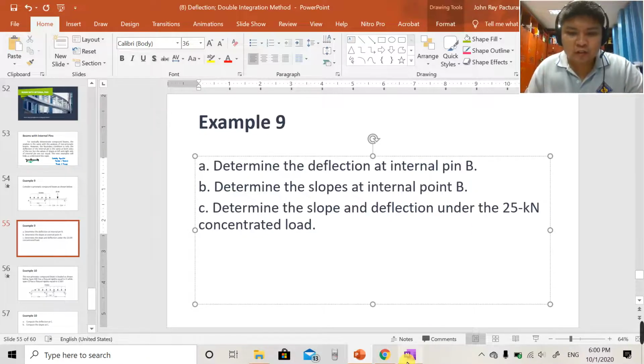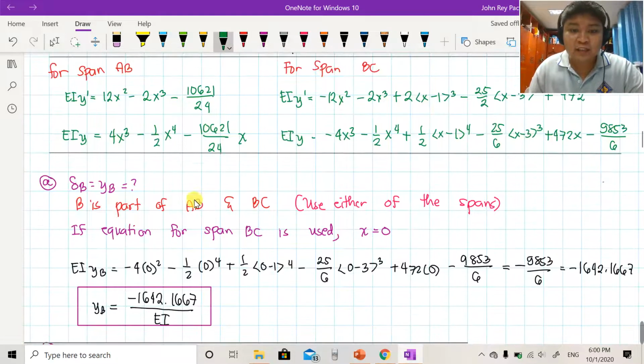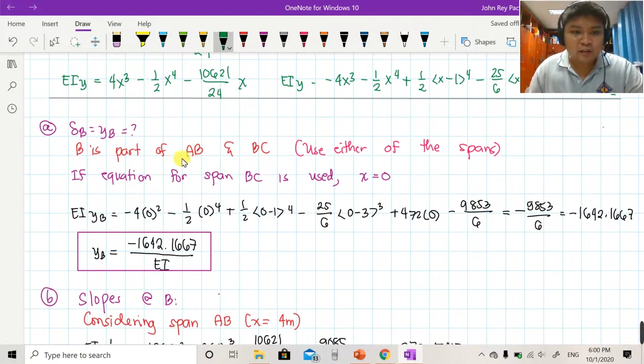Okay? So, paano yon? Since ang tinatanong class ay deflection, kahit alin dito class sa dalawa ang gamitin nyo. Kasi yung point B is part of span AB and yung point B is part ng span BC. By continuity equation nga, kahit alin sa dalawa class, dapat equal yung kanyang deflection. So B is part of both AB and BC class.